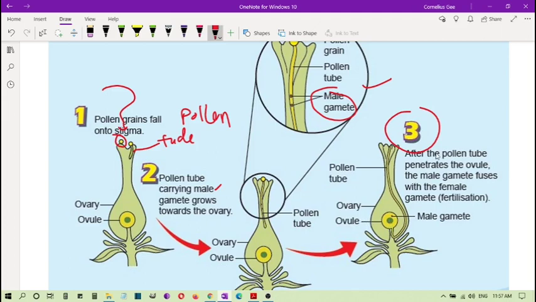Eventually, the pollen tube enters the ovary and the ovule. After the pollen tube penetrates the ovule, the male gamete fuses with the female gamete. So fertilization happens here. This is the time where fertilization happens. Okay, so this is the part where we take note of how fertilization takes place in plants. It is basically similar to how fertilization takes place in humans. The sperm swims to the ovule. Here it is the same. It's not swimming, of course, but the male gamete moves to the ovule.